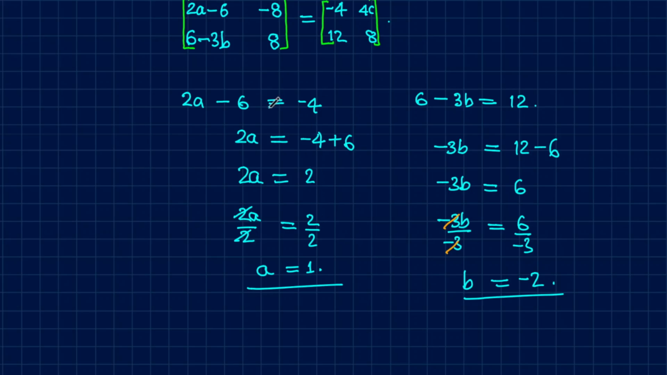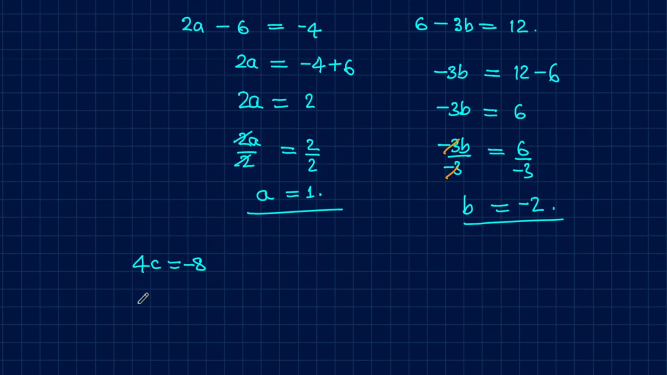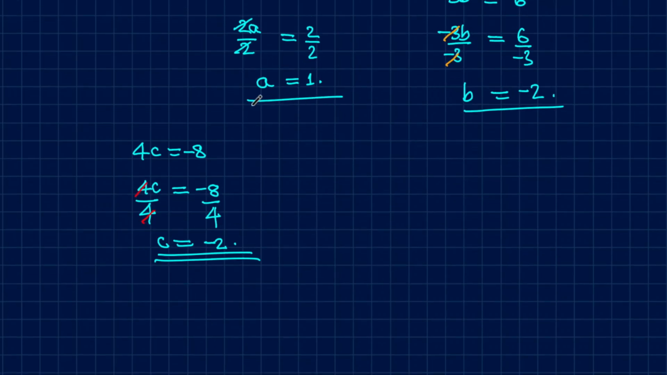And lastly, you need to get C. And from here, C is at this position. Now, since C is at this position here, it corresponds to negative 8. So 4C equals negative 8. From here, we can divide both sides by 4 in order for us to get the value for C here, and 4 by 4 goes to 1, and C is equivalent to -2. So this is the solution for these values of A, B, and C.